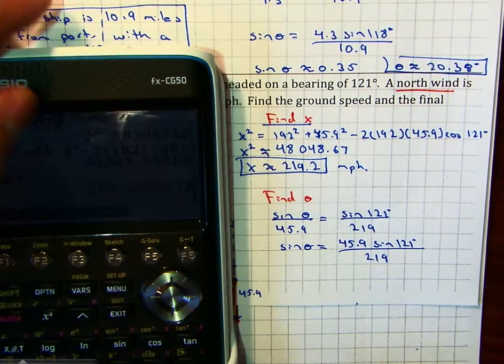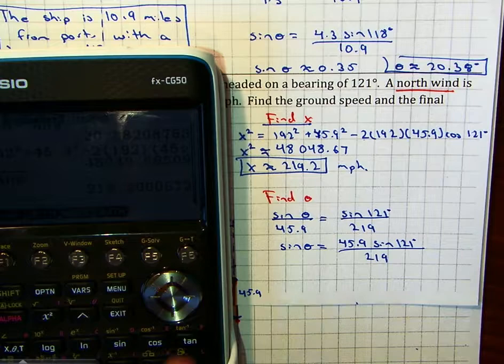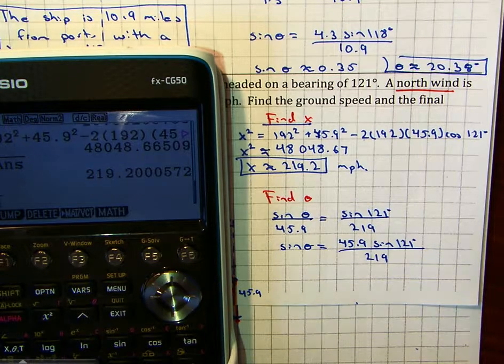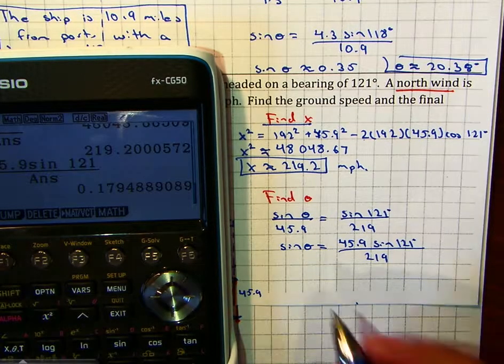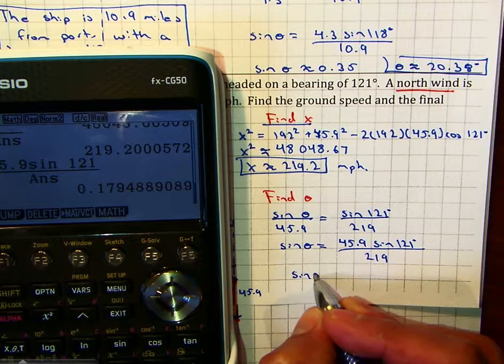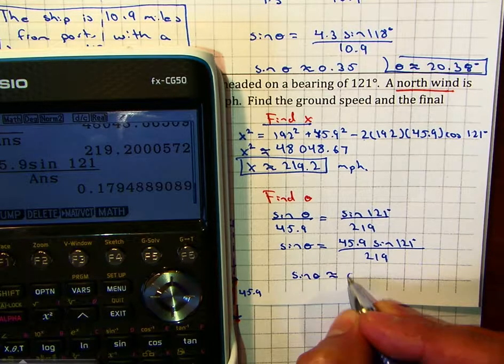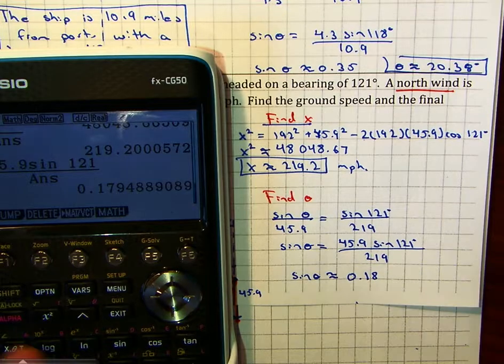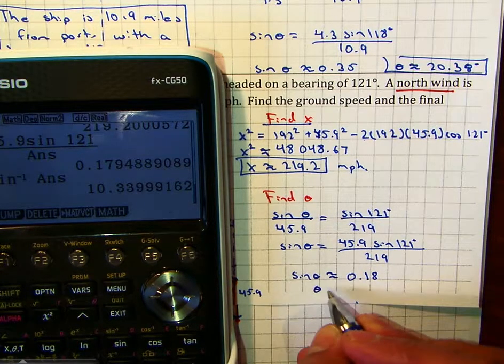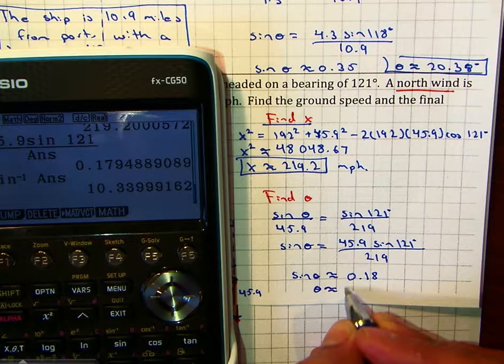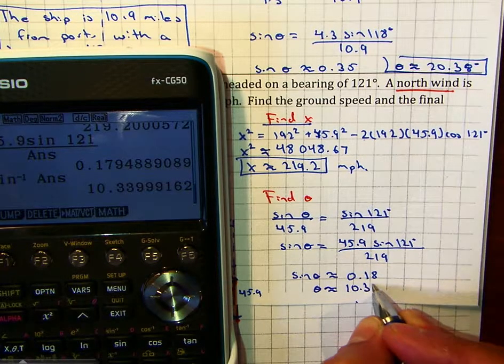Notice that I'm going to leave my answer here that I have before. So therefore it will be 45.9, the sine of 121, over my answer. So therefore the sine of theta is approximately 0.18. I'm going to take the inverse sine of my answer, and theta is approximately 10.3 degrees.